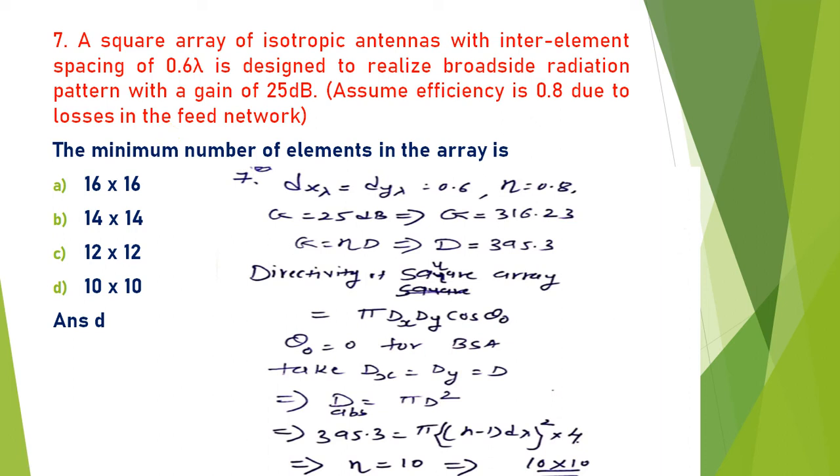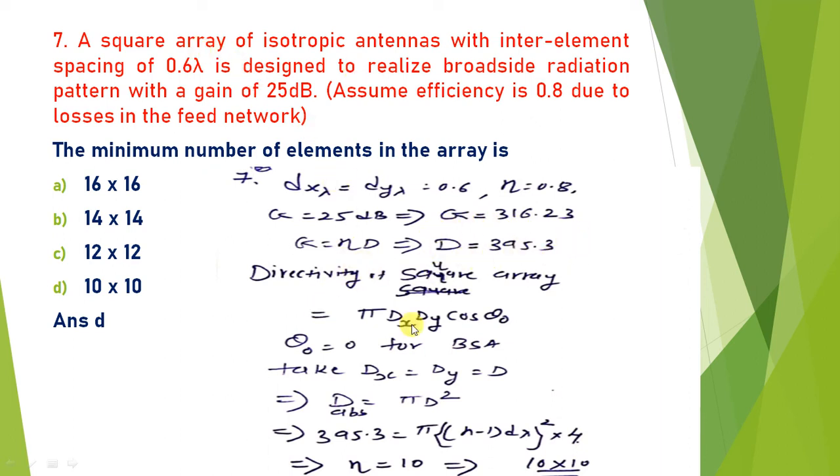So now we have to find out elements in x and y direction. So assume that the inter-element spacing is the same, so dx by lambda is equal to dy by lambda is equal to 0.6. We assume that in both x and y directions the distance between the elements is the same. Efficiency is given 0.8. Gain is given 25 dB, so if you convert 25 dB into real number, that will give you 316.23. Now gain is equal to efficiency multiplied by directivity, and efficiency is 0.8. So if you divide the gain value by 0.8, you will get directivity is equal to 395.3.